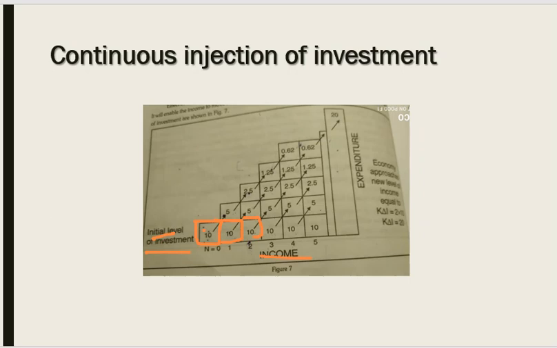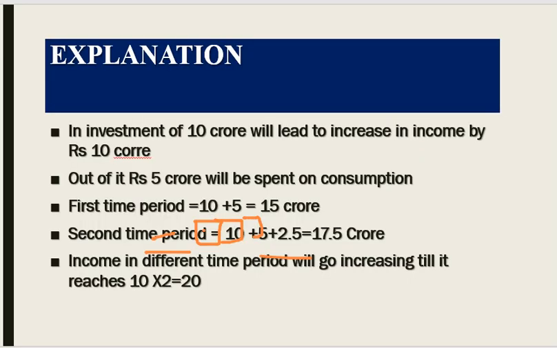In the similar way, in the next time period, again there is investment of 10 crore. Then there is a change of income by 10 crore. Out of it 50% will be consumed. So this is the explanation. If investment of 10 crore will lead to increase in income by rupees 10 crore, out of which 5 crore will be spent on consumption and 5 crore will be saved. In the first time period, it is 10 plus 5. In the next time period, 10 plus 5 plus 2.5, that is 17.5 crore.